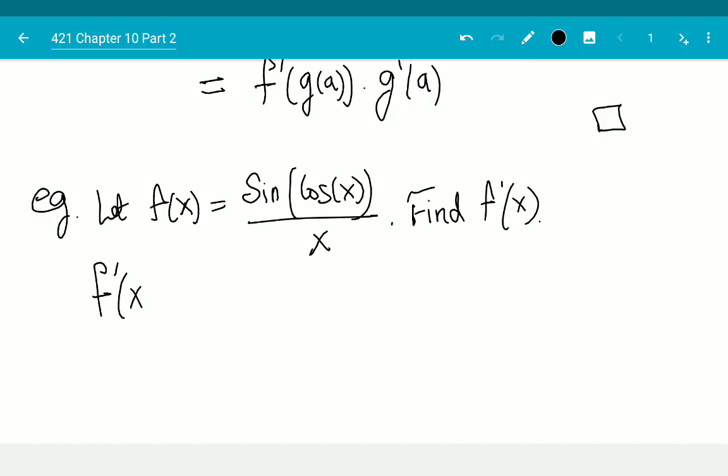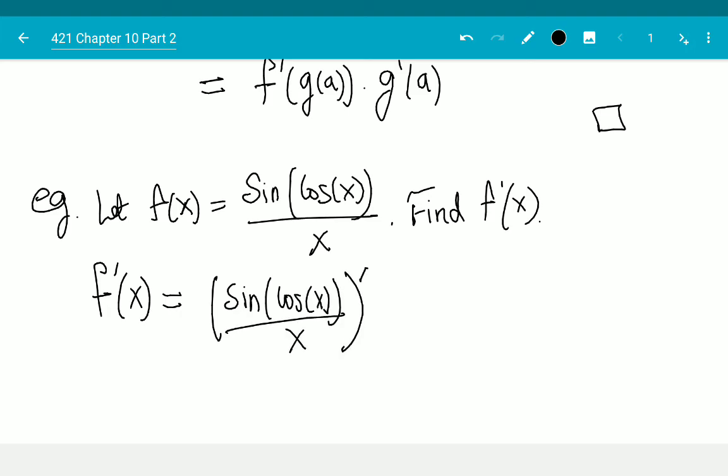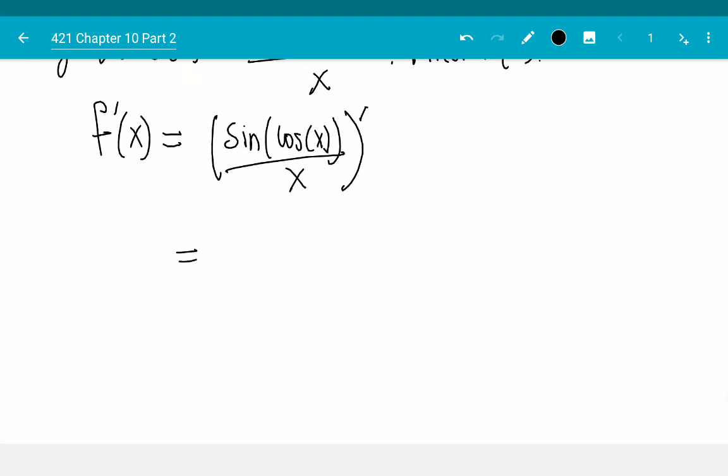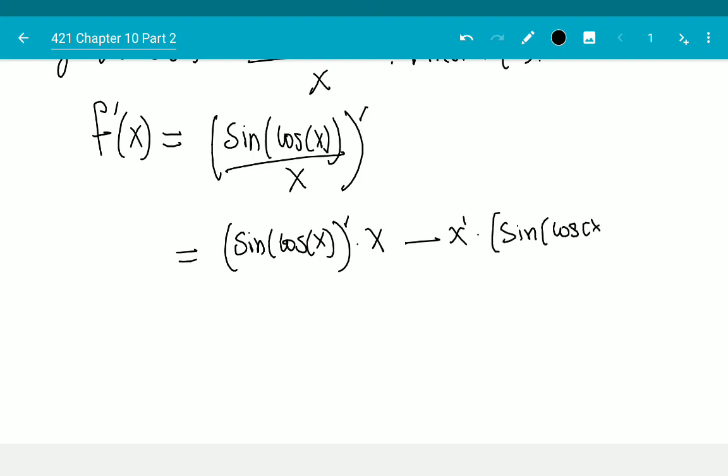So f' of x is going to be the derivative of sine of cosine of x all the way over x, which by quotient rule is going to be the derivative of sine of cosine of x times x, minus the derivative of x times sine of cosine of x, all the way over x squared, which is equal to, well, now I have to take the derivative of sine of cosine of x, which I'll have to do by chain rule.